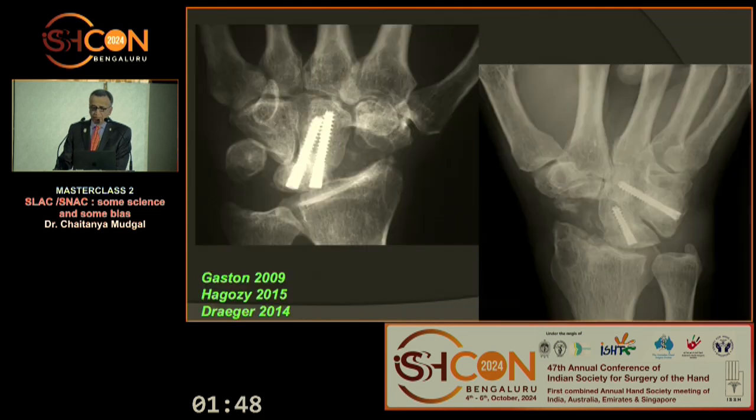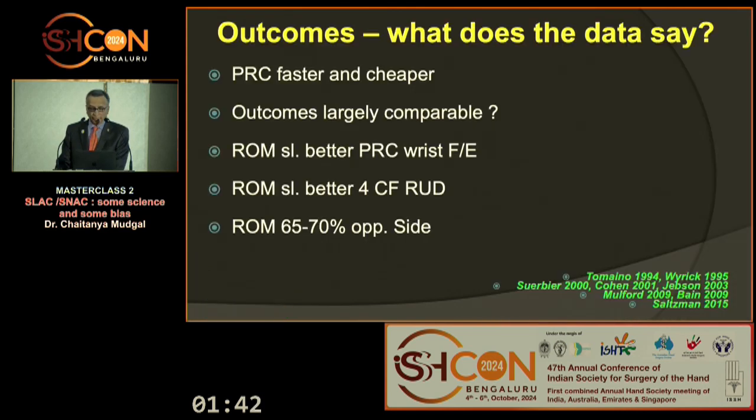So these are the new kids on the block, which I don't really advocate because, like I said, I'm heuristic and I'm biased, and I don't use this anymore. What does the outcome tell us? Well, the PRC is certainly faster and cheaper. Outcomes are largely comparable.